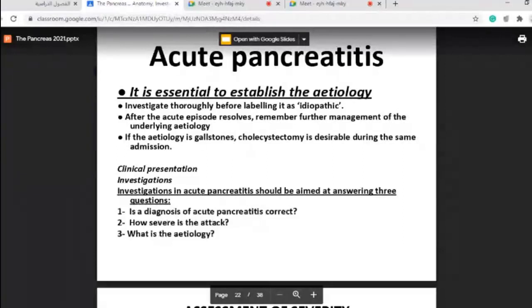If the etiology is gallstones, for example, cholecystectomy is desirable. Maybe during the same admission, because if you only treat the pancreatitis, in the presence of gallstones there may be another stone escaping from the gallbladder through the common bile duct and causing recurrent attacks. So the patient cannot be improved without removal of the gallbladder.